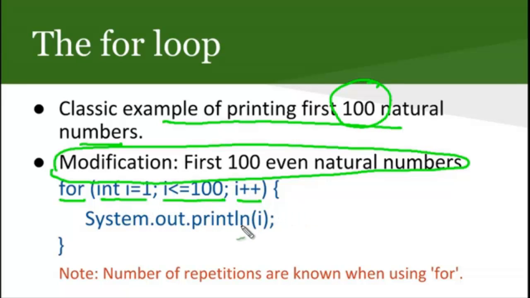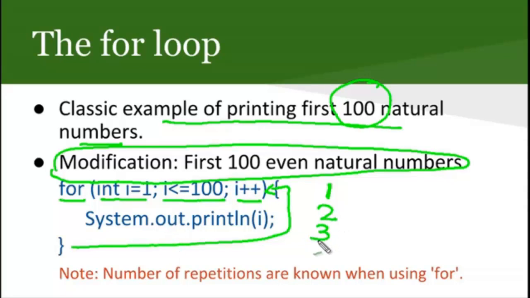So it will start with 1, it will print 1, then it will go to the increment operator, it will increase the value of i by 1, i now becomes 2, then it will check whether the condition is true or not. Yes, the condition is true, so it will print i. Similarly, the process will take place till i is less than or equal to 100. So the first 100 natural numbers from 1 to 100 will be printed.